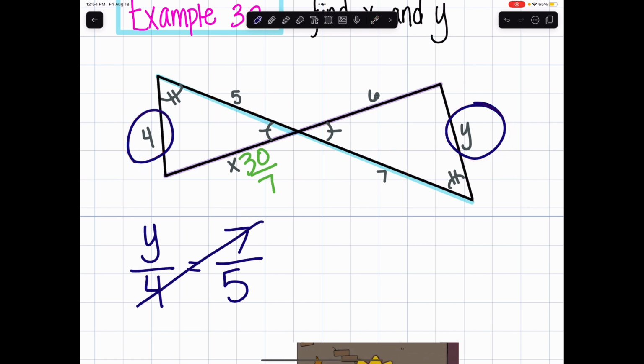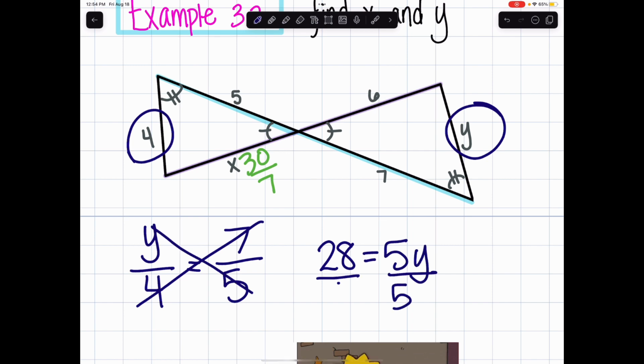7 times 4 is 28 is equal to 5 times y. Just divide by 5, and you've got y is equal to 28 over 5. There you go. We found x, we found y.